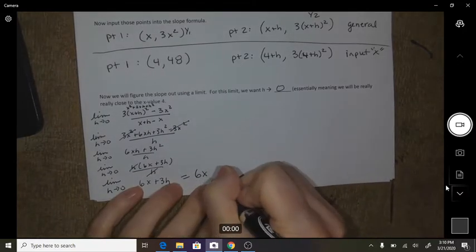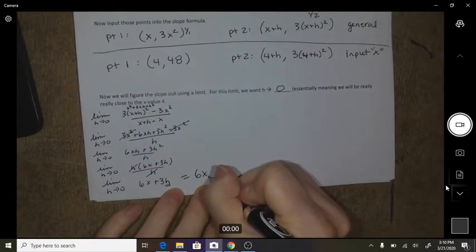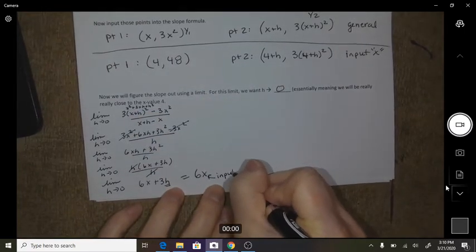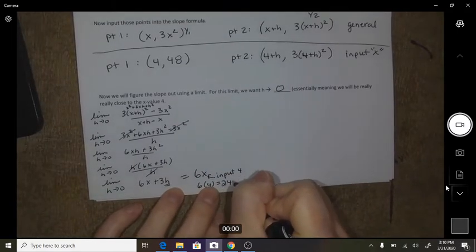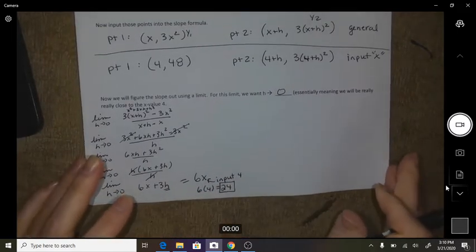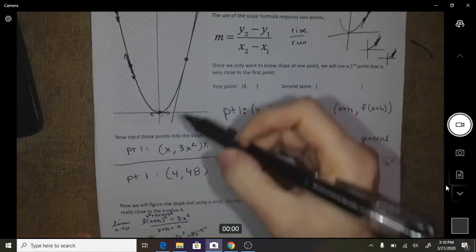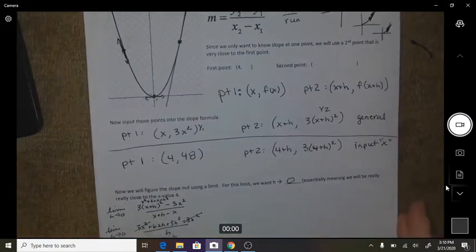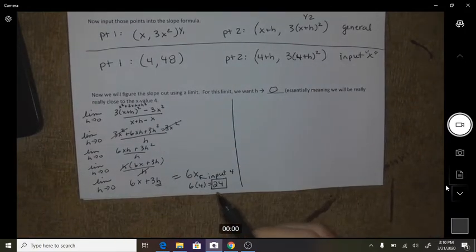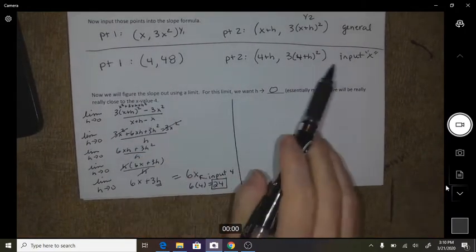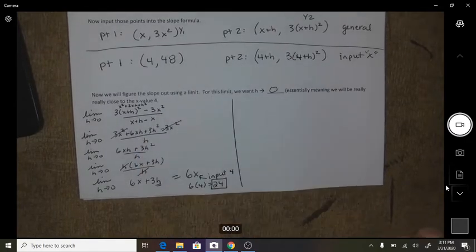So now when you do the general, you can input 4. So 6 times 4 equals 24. So the slope of that would be 24. Okay, now I'll show you. So this is when I inputted 4 at the end. Now I'll do it when I've already inputted 4 at the beginning.